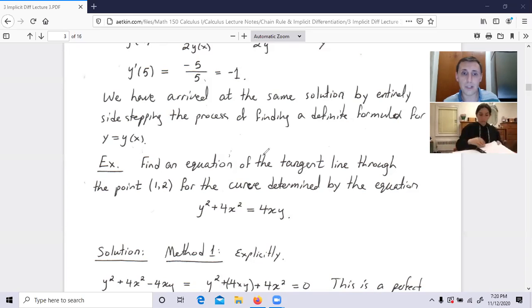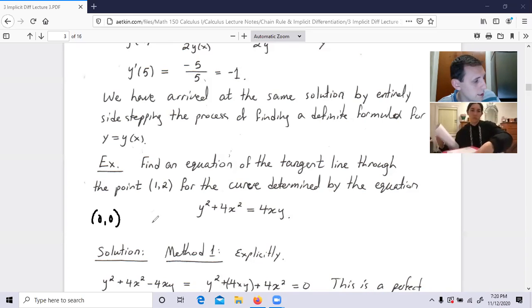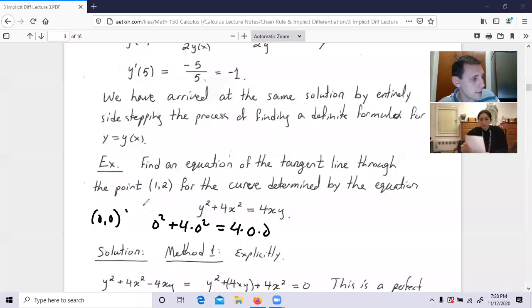So for instance, is the point 0, 0 on the curve? Guys, you can see that 0 squared plus 4 times 0 squared equals 4 times 0 times 0, which means that 0, 0 is on the curve. Yes? Is the point 1, 1 on the curve? Or let's say 1, 2.